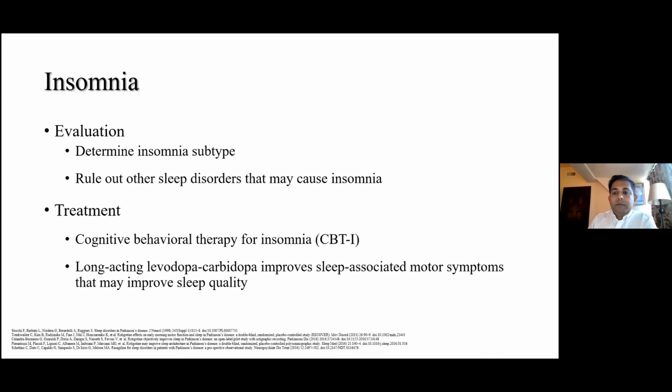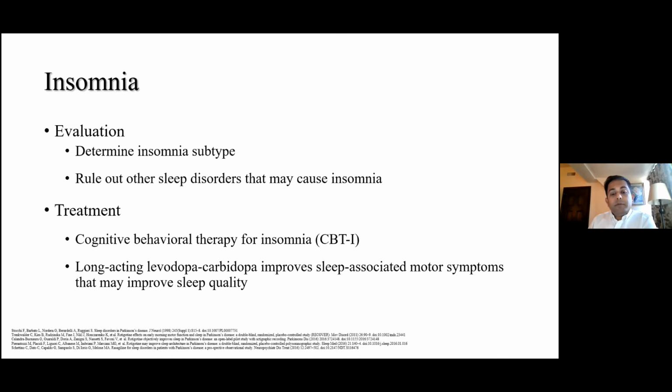How do we evaluate patients with insomnia in sleep clinics? First, we want to determine the subtype. Are they having problems falling asleep, staying asleep, early morning arousal? But then we also want to rule out sleep disorders that can present with symptoms of insomnia, such as restless leg syndrome, periodic limb movement disorder, sleep apnea, RBD or REM sleep behavior disorder, or even circadian rhythm disorders, as I mentioned earlier. The majority of Parkinson patients we see typically in our sleep clinics do have a nocturnal sleep disorder that's triggering their insomnia, whether it be sleep apnea, PLMD, restless leg syndrome, or even RBD, which is very common.